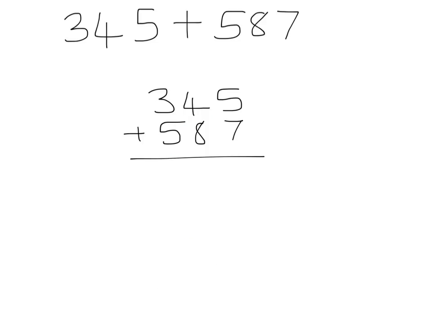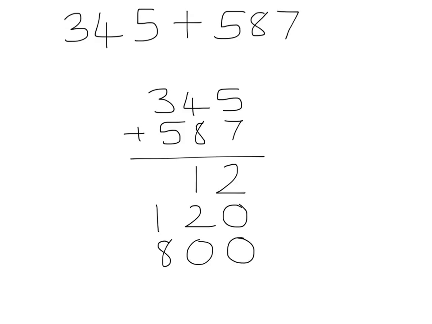When a child learns a method, we are very specific in the language that we use because we want the children to understand the value and size of the numbers that they are adding up. So, for example, in this question we ask the children, What is 5 add 7? 12. What is 40 add 80? 120. What is 300 add 500? 800.